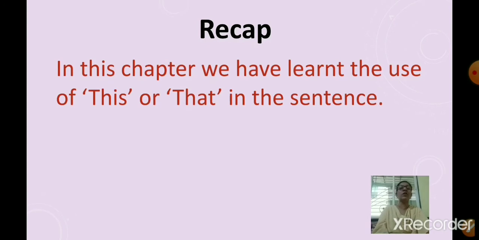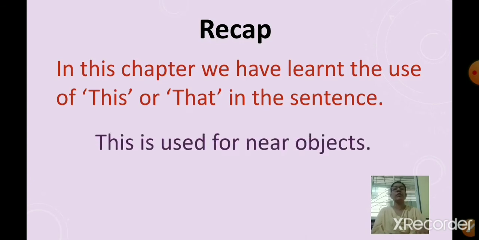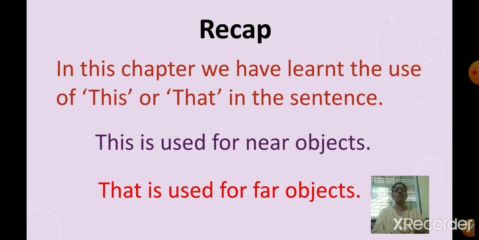So, children, now you all know when to use this and that in a sentence. Okay. Now, first we will do just a recap of what we have learned in this chapter. In this chapter, we have learned the use of this or that in the sentence. So, what have we learned in this chapter number 4? We have learned the use of this and that in the sentence. So, when do we use this? This is used for near object and that is used for far object.